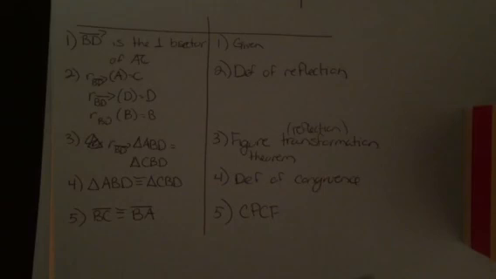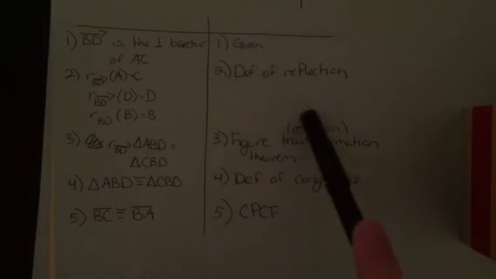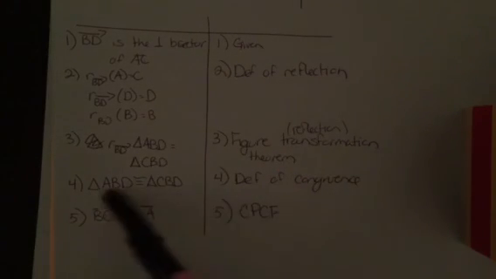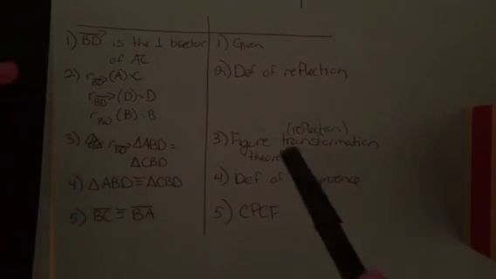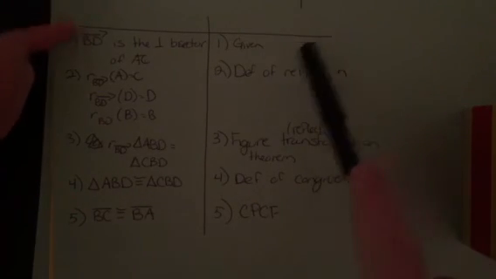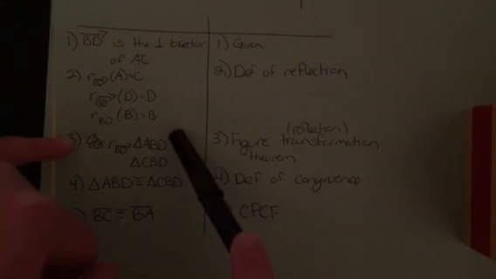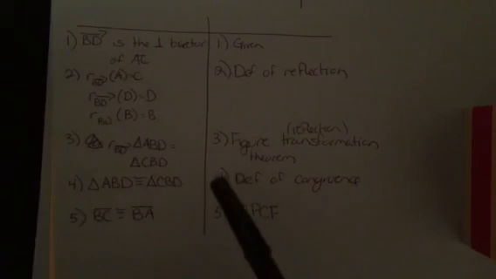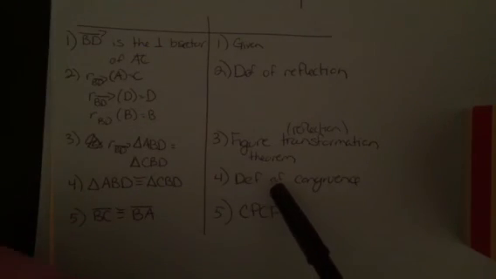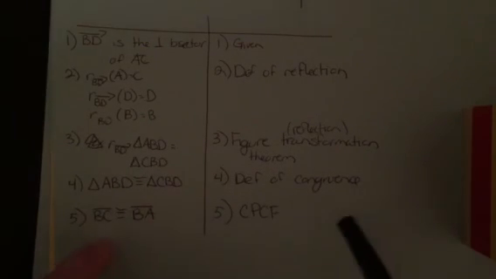Almost every single one of these with reflections follows this exact same format. Sometimes you don't end with CPCF if it just wants to know that the figures are congruent, but it always goes: the given, you need to reflect the points individually, and that's always definition of reflection. Then you need to reflect the figures once all the points have been reflected. Then I can say those figures are congruent, and then if need be, go to CPCF.